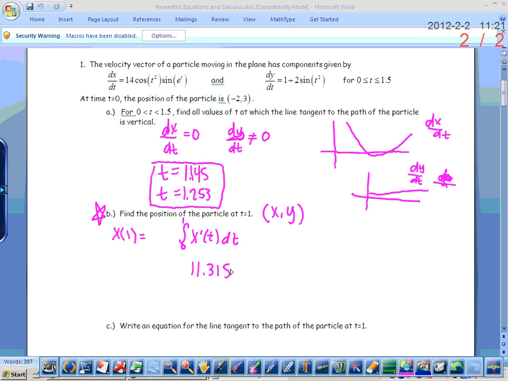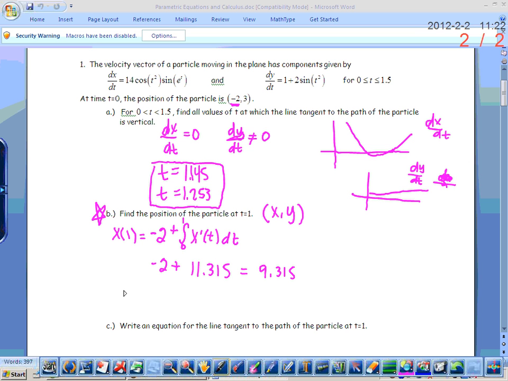How are you getting 9 point something? Another way to think about the x position at t equals 1 is to take the starting position, which was -2, and then add the displacement of the particle between the time that it was at x equals -2 and the time that we're talking about. So we've got our starting position plus the displacement, and that would equal 9.315.